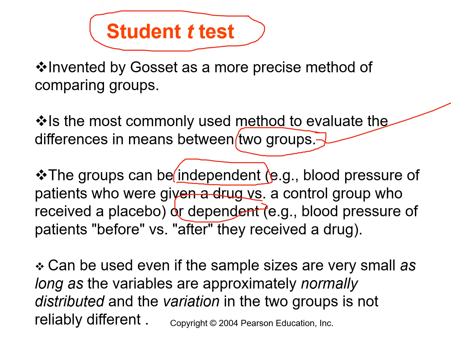It can also be used even if the sample sizes are very small, as long as the variables are approximately normally distributed and the variation in the two groups is not reliably different. The t-test can be used for small groups as well as for big samples.